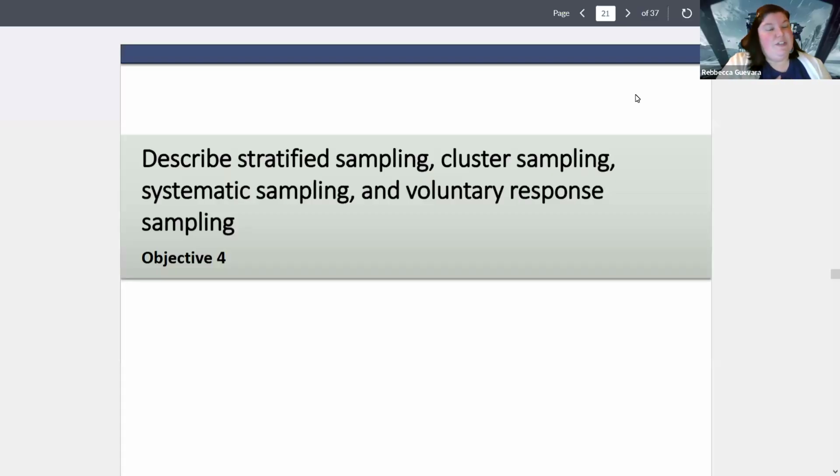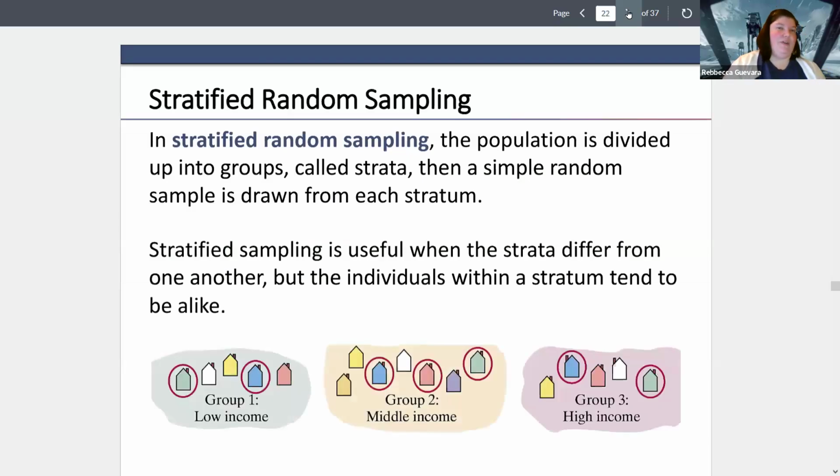So our next objective: describe stratified sampling, cluster sampling, systematic sampling, and voluntary response sampling. These are different sampling techniques that are trying to be random, but it's not quite simply random though. There are pros and cons to all of these, which we're going to touch on here a little bit.